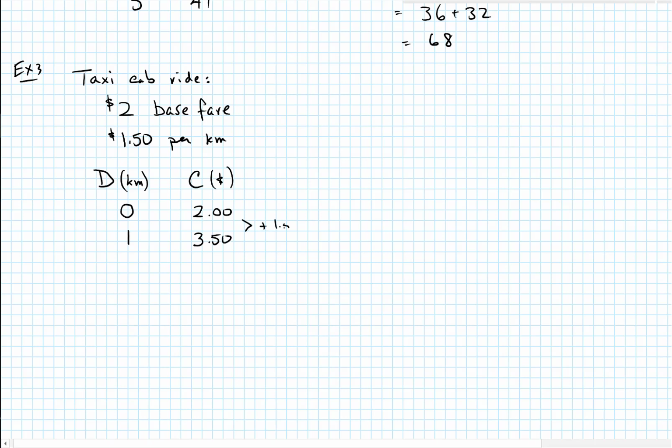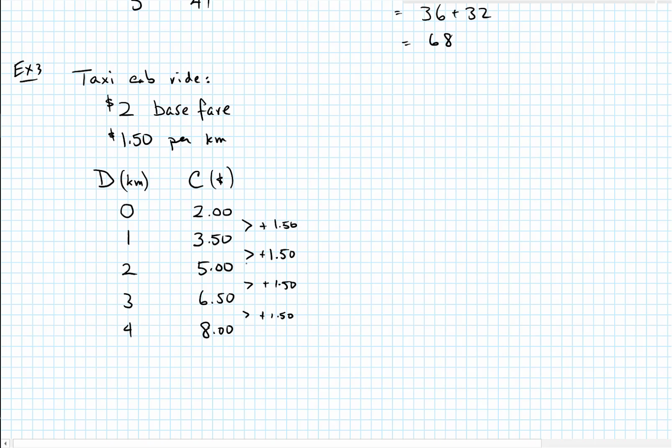For a 1 kilometer ride, we're going to pay $3.50, and we get that because it's the $2 plus the $1.50. For a 2 kilometer ride, it's going to be $5, and again, every additional kilometer is going to cost you an additional $1.50. For 3, it's going to be $6.50. And for 4 kilometers, it's going to be $8. And you can see that this is like the other two examples. We're adding the same amount each time, so this is a linear relation.